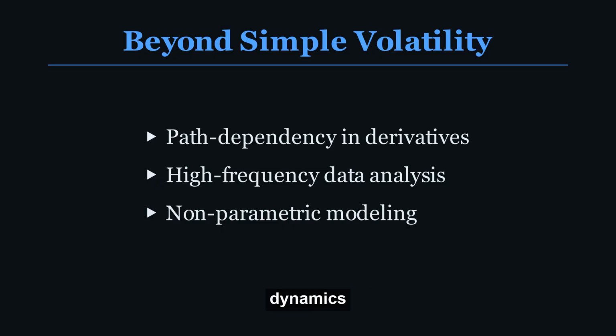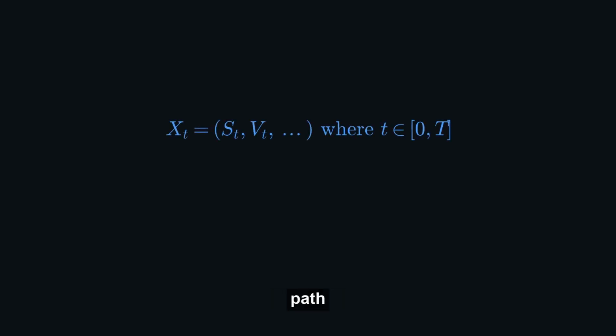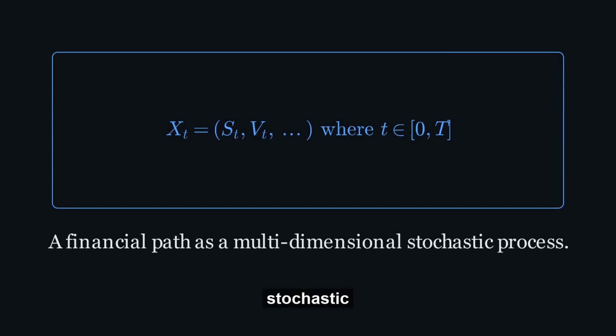on market dynamics. Formally, a financial path can be thought of as a multi-dimensional stochastic process, $x_t$, where $t$ ranges from an initial time to a final time $T$. This path might include the underlying asset price $S_t$, its realized volatility $V_t$, interest rates, or even macroeconomic indicators. The key is that we are observing a continuous evolution, not just discrete snapshots. Understanding the properties of this entire trajectory is crucial for accurate modeling and prediction.